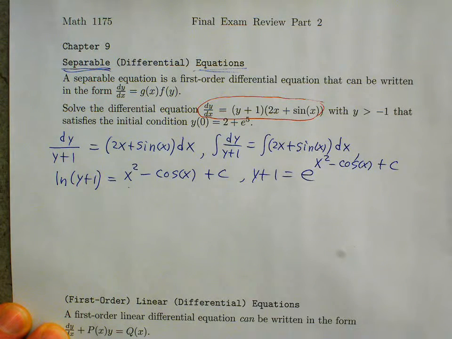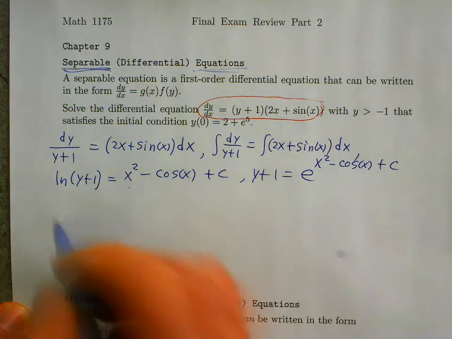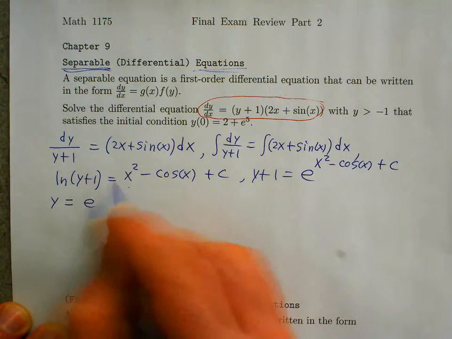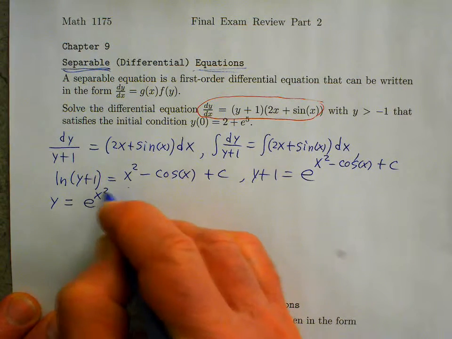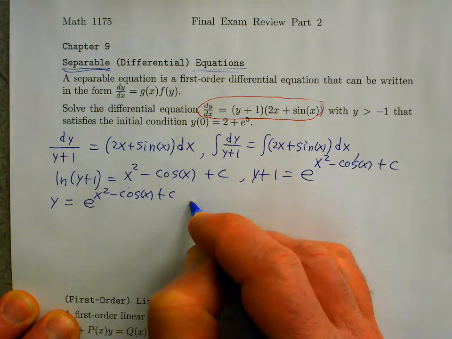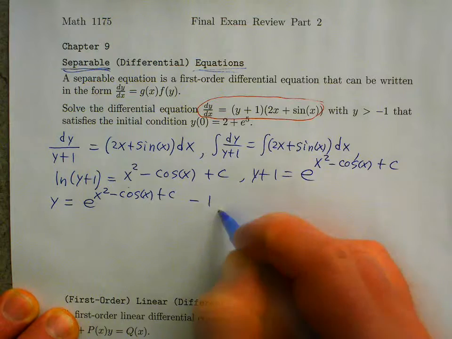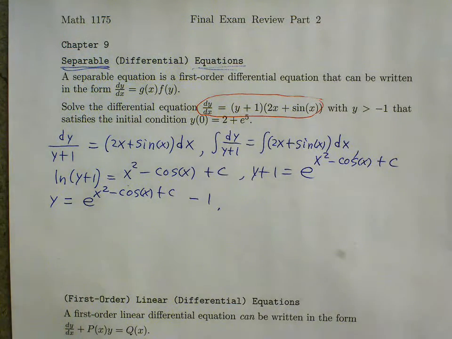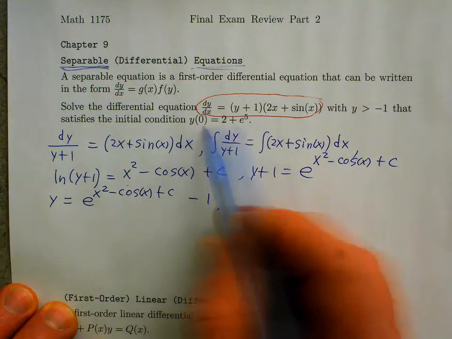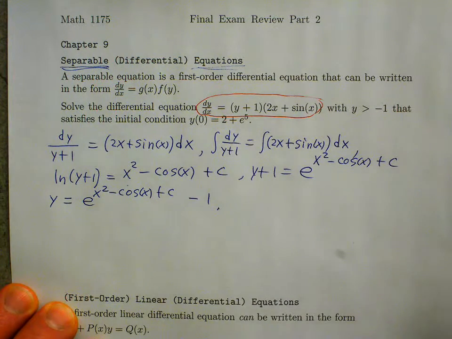Right? We're all in agreement? Okay, then subtract 1 from both sides. So y is equal to e to the x squared minus cosine of x plus c, minus 1. And now what we want to do is determine what the constant of integration is based upon the initial condition. So y of 0 equals 2 plus e to the 5th.